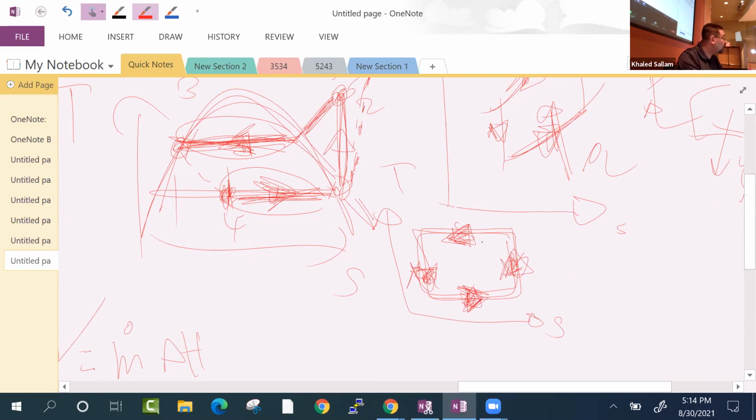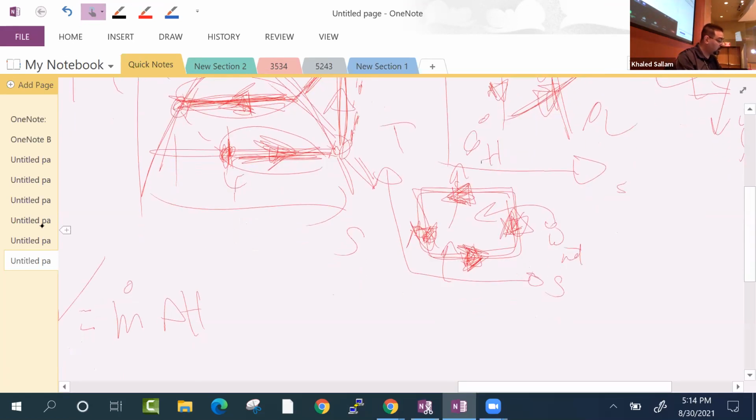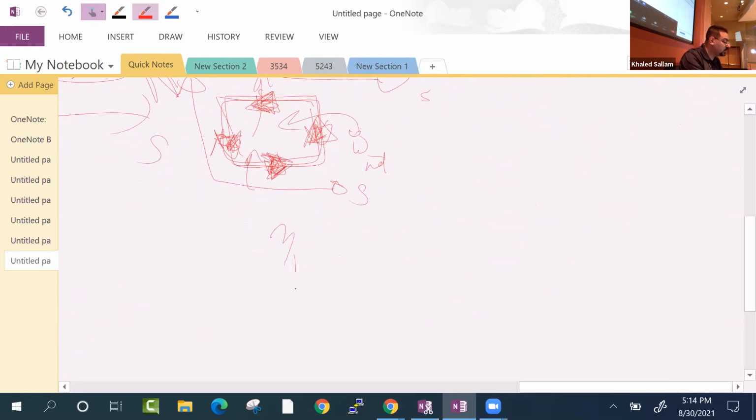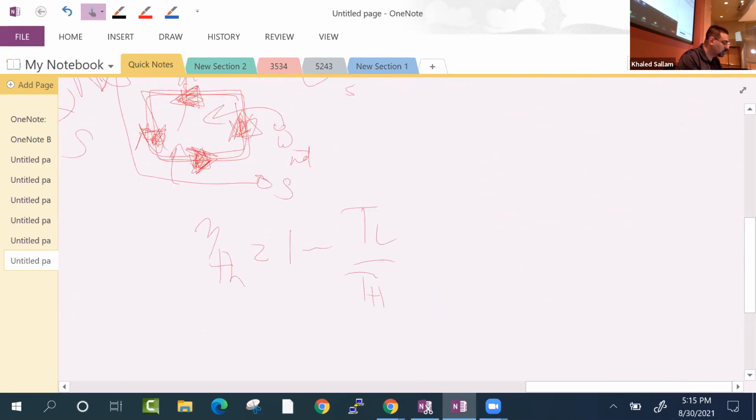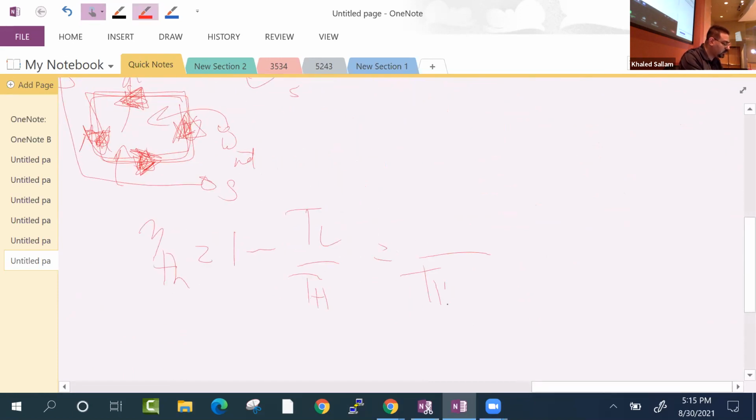And this one doesn't give you work. This one, you give it net work, and you get Q sucked from the low and sent to the high. And just like the best power cycle ever was the Carnot cycle, last time we said eta thermal for the Carnot cycle was how much? Anyone remember? 1 minus TL over TH.